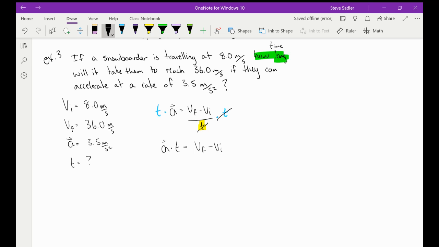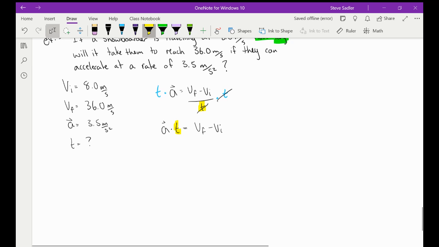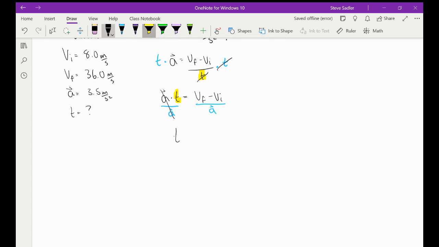Now t is in the top of the equation, so we've achieved that goal, and now we just want to isolate it. So what's happening to t? Well, it's being multiplied by acceleration. So we want to get rid of that acceleration by doing the opposite operation. If a is being multiplied, then I will divide a from both sides. So we get a cancellation here, a over a, and now we've got time is equal to v final minus v initial over the acceleration. And we've got time by itself. Now we can plug everything in.